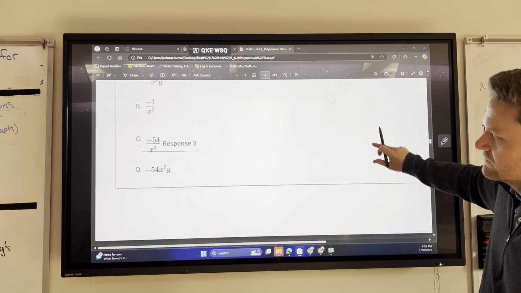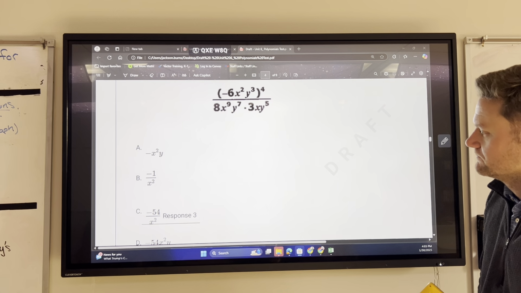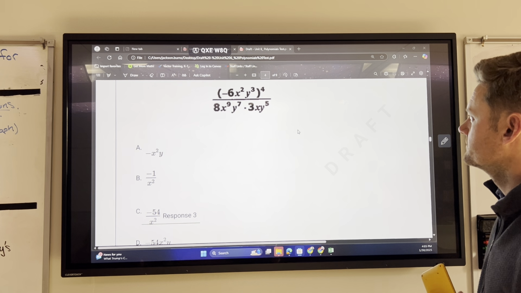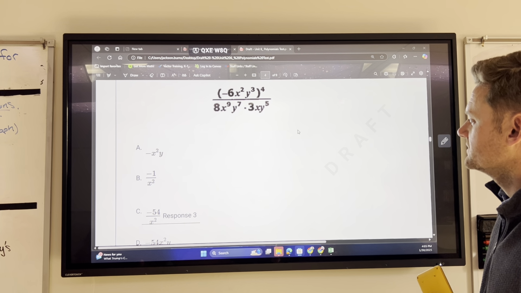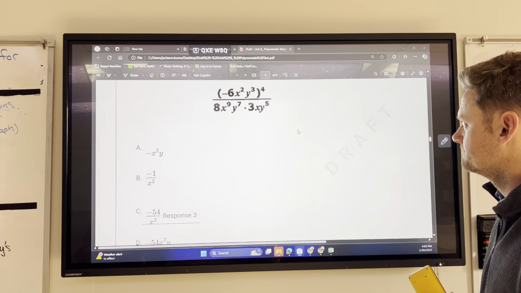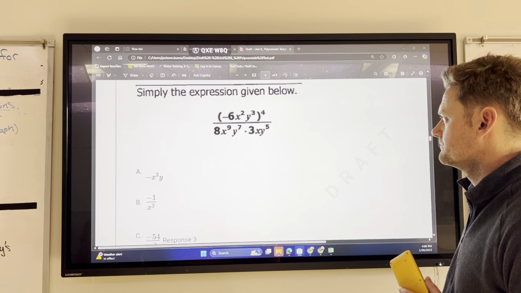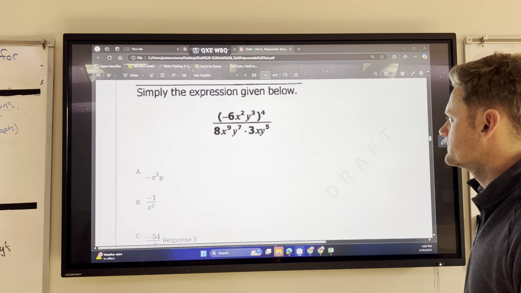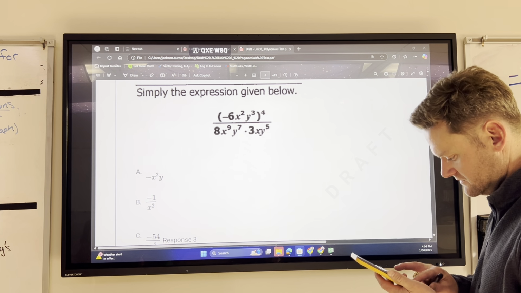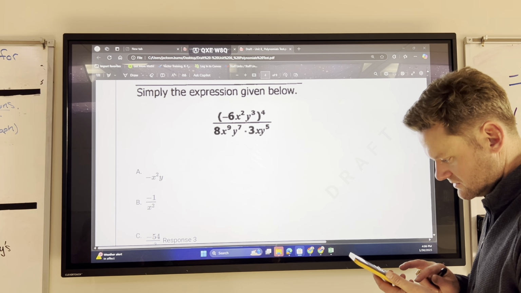Did I forget my negative? Should it be negative 54 over x squared? Or was it negative? I think it should be positive, should it not? 6 squared. Go back up for a second. Yeah, negative 6 to the 4th. That should be positive. It's not an option on the review.